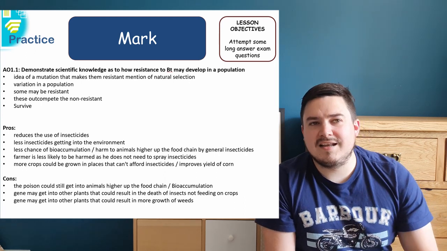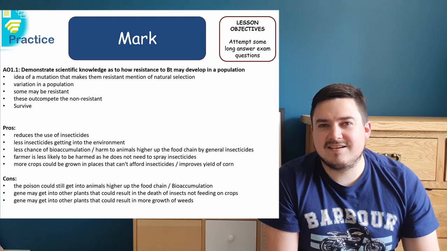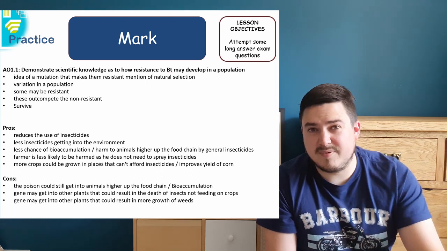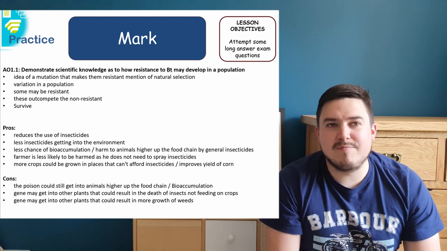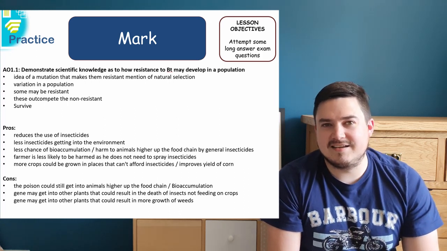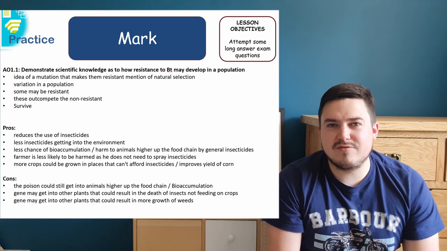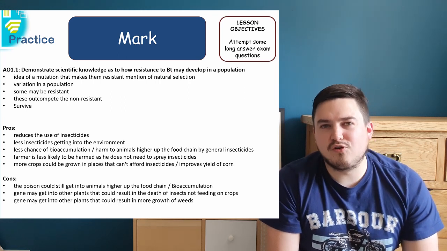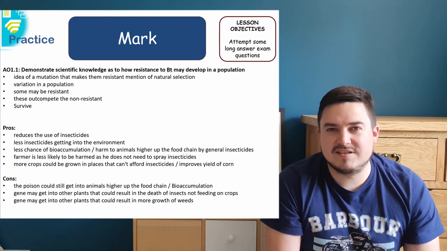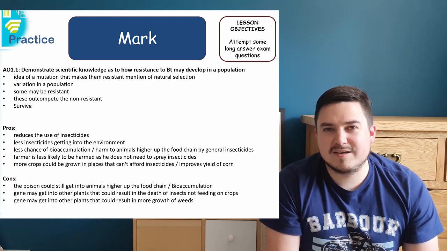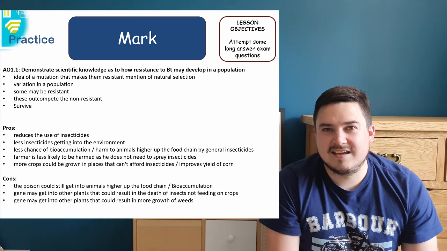The farmer is less likely to be harmed as he doesn't need to spray insecticides. Certain insecticides can be harmful to the person spraying them, so they don't have to do that. They're less at risk, and more crops could be grown in places that can't afford insecticides. It means that in countries that struggle to grow these things, they can grow more crops. It's one of the reasons why rice is so fantastic in those countries where they grow it in large amounts because it's resistant to a lot of those insects.